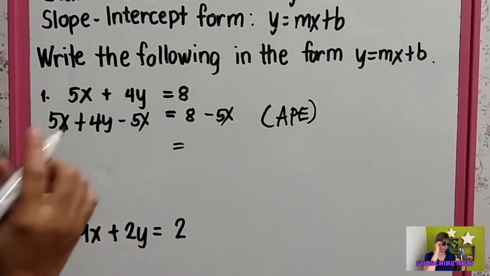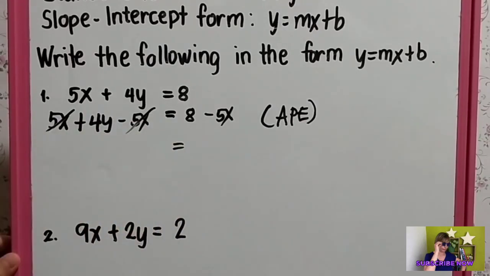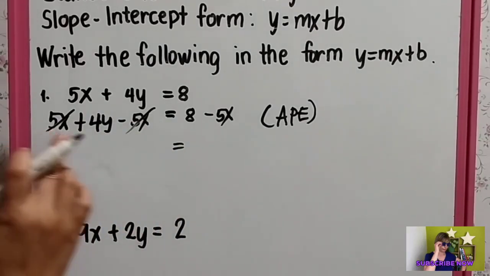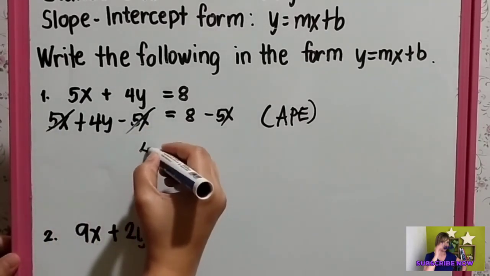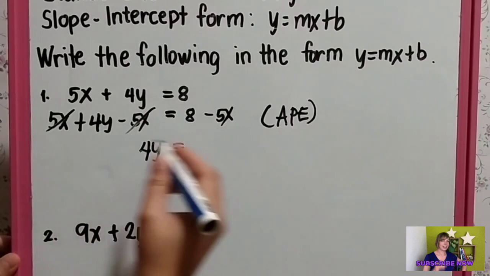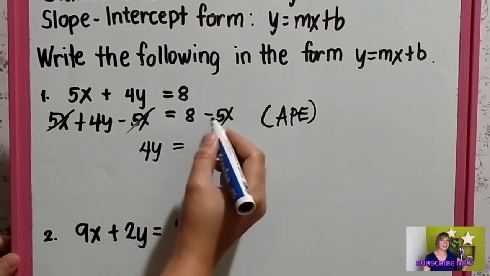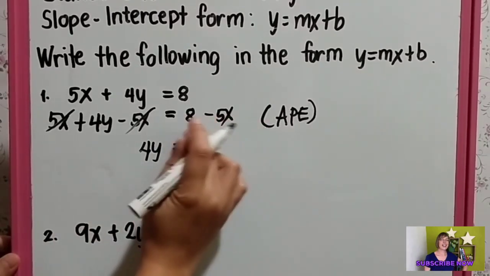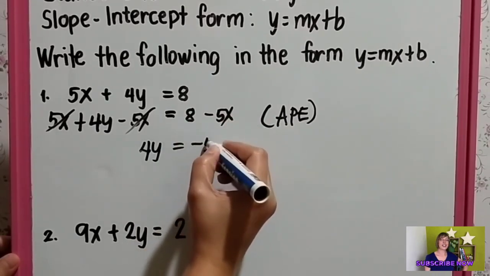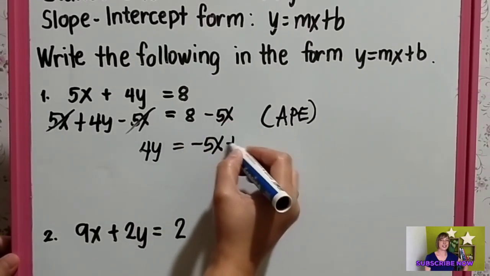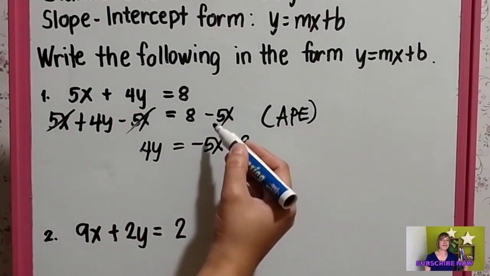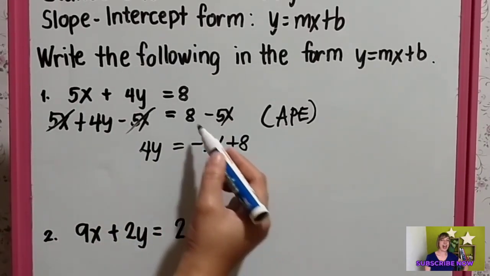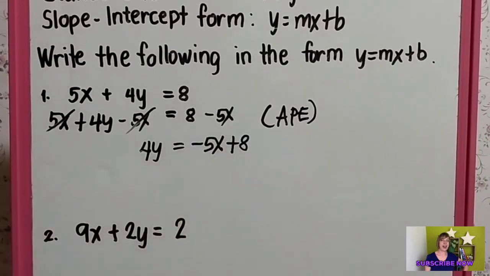On the left, mangyayari, wala na si 5x, because if we combine 5x and negative 5x, 0 na siya. What we have now on the left is 4y, and on the right, 8 minus 5x, or we can arrange this. We can write first negative 5x plus 8. So, 8 minus 5x is the same as negative 5x plus 8. Negative 5x will remain negative 5x here and 8 will remain positive.